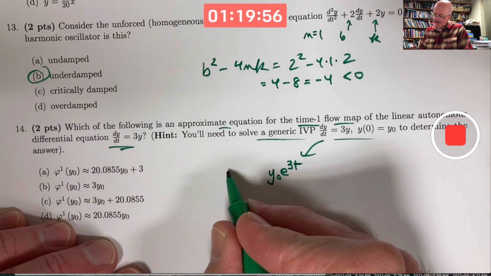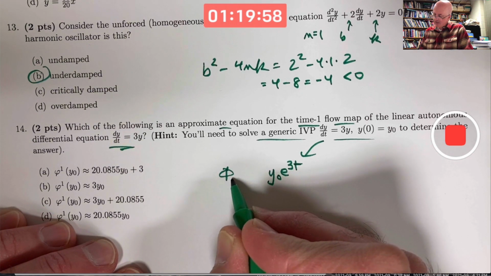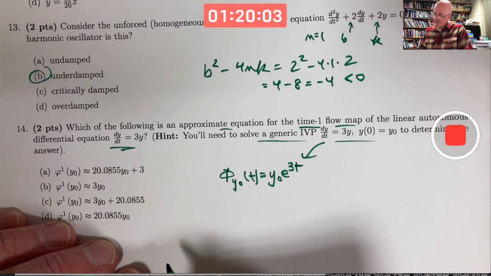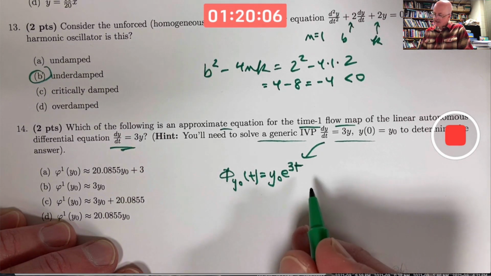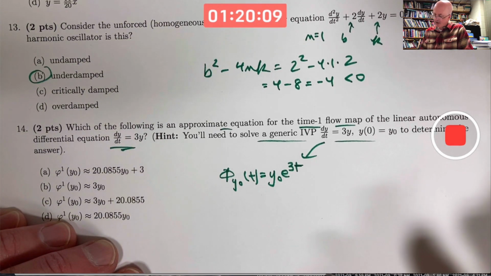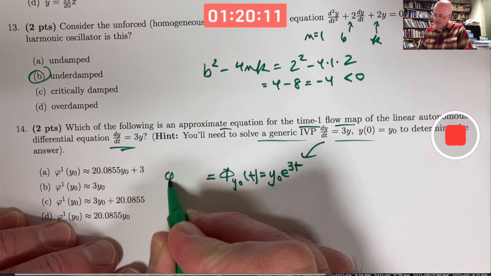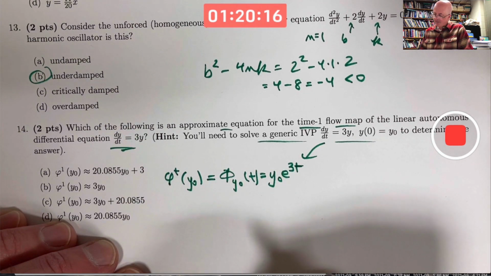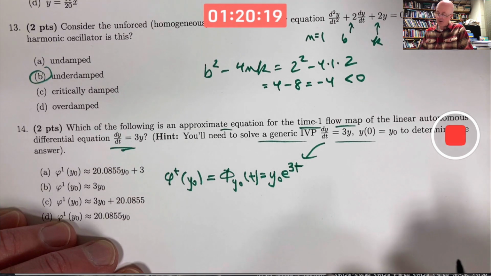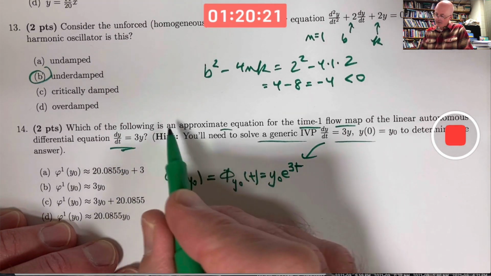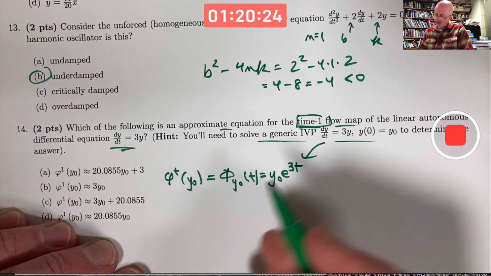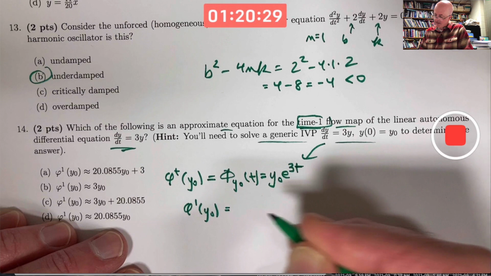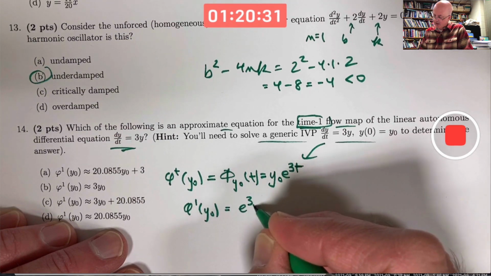Okay, that I could write as, say, little phi sub y0 of t. I used capital phi on the previous page. Usually you think of y0 as fixed and t as the variable, and this is a function of t that solves the differential equation. But I also can think of it as a time t flow map, and I use this other curvy phi, and think of t as fixed and y0 as the variable, and then it becomes a linear function of y0. And for the time 1 flow map, I plug in t equals 1. So curvy phi 1 of y0, plug in t is 1, I get e cubed times y0.